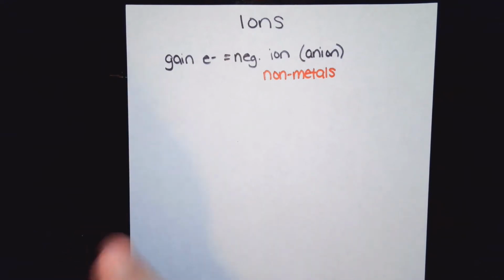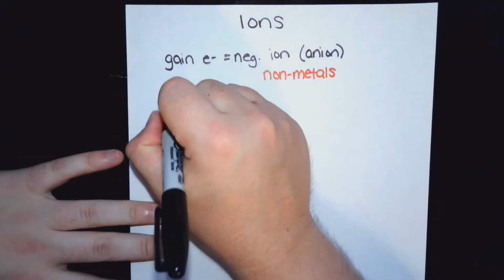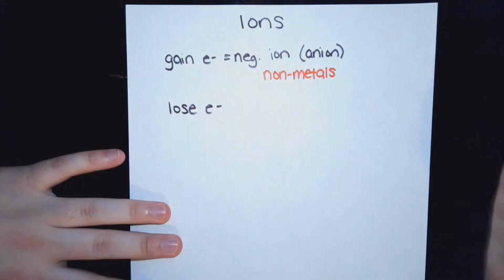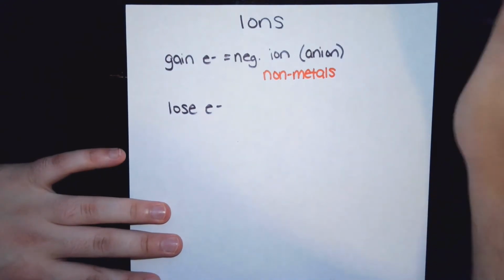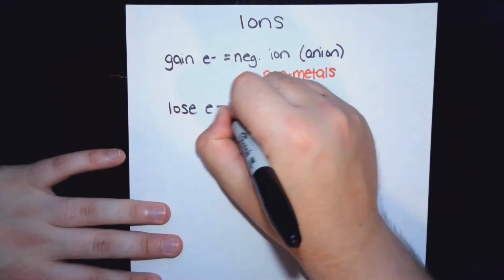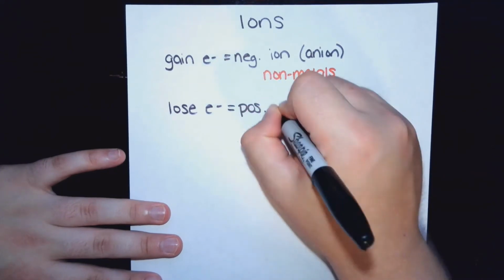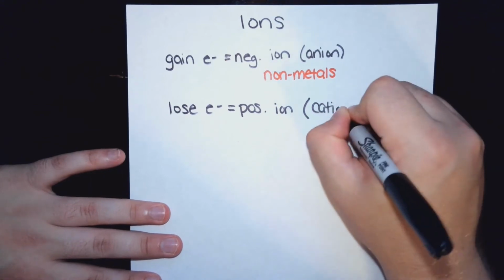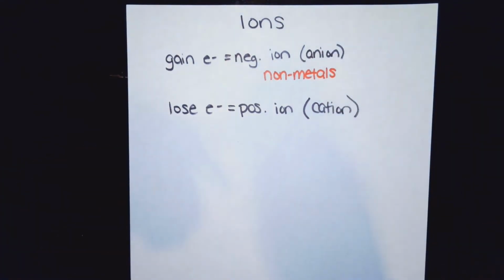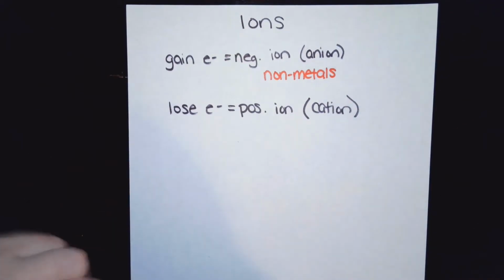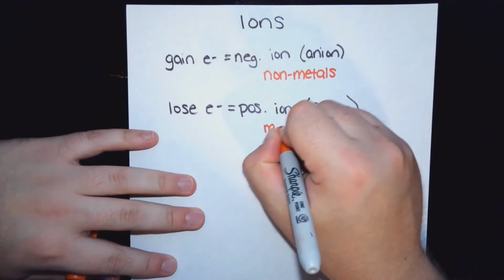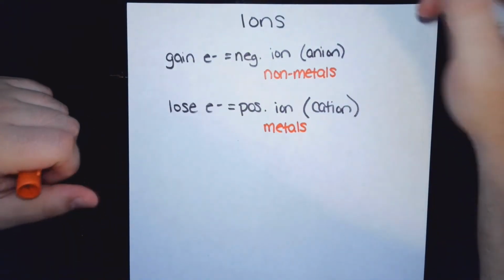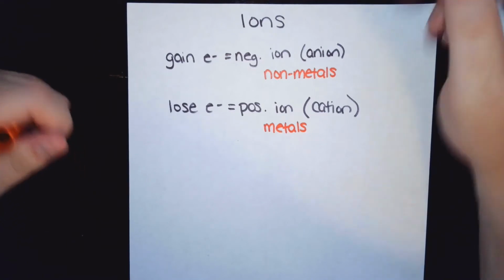Which brings me to the other way to form an ion, which is losing electrons. If you lose electrons, now you're losing a negatively charged particle, so you're becoming more positive. So losing electrons leads to a positive ion. And these are referred to as cations. Cations are formed from metals. So metals will always form cations. Metals will never gain electrons. They will always be losing electrons.